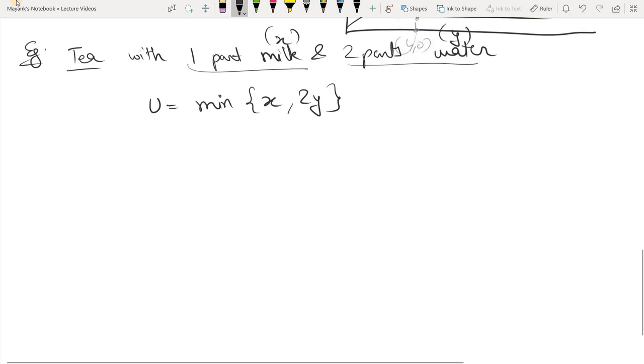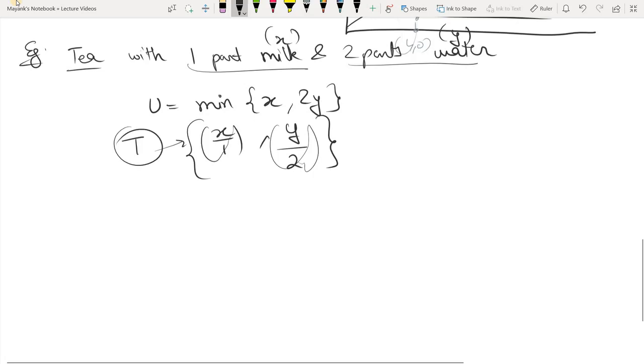Now this is wrong. Try to imagine that you want to measure the amount of tea that you have. If you have x units of milk, you have enough milk for x by 1 cups of tea, because for each cup of tea you need 1 part milk. So if you have x parts of milk, you can get x by 1 cups of tea. And if you have y parts of water, since you need 2 parts water for each cup of tea, you have enough water for y by 2 cups of tea. And the minimum of these two things will basically give you how much tea you can make.